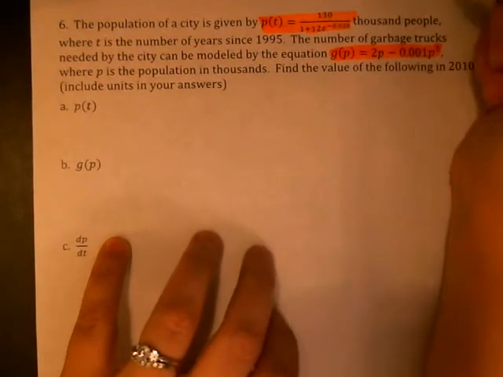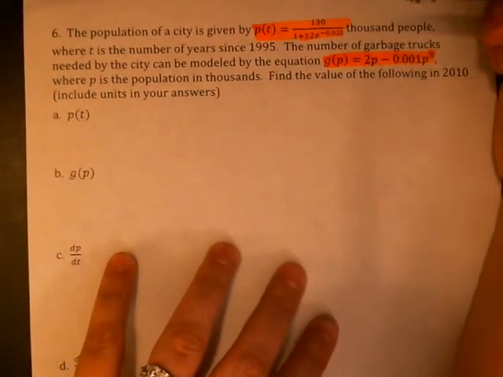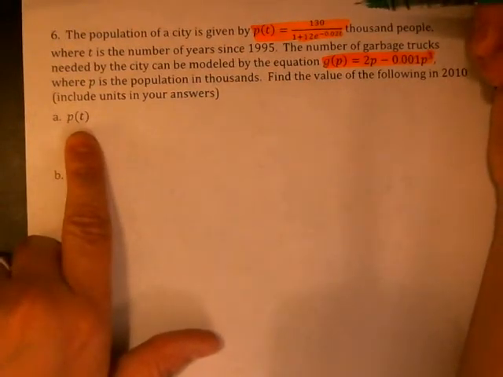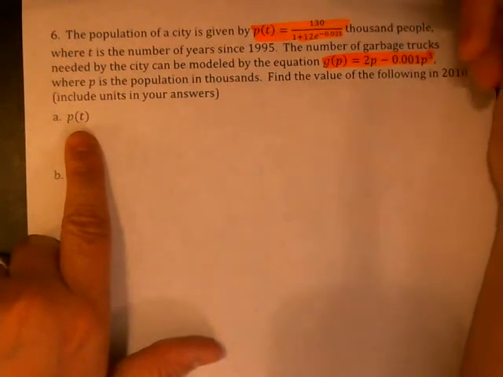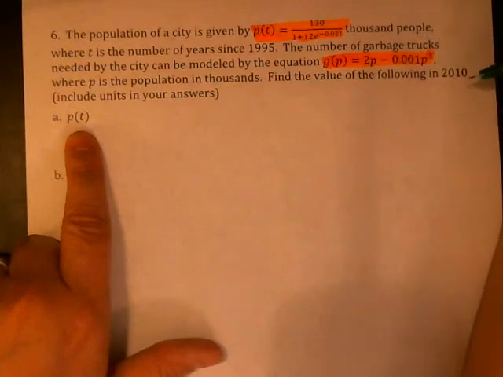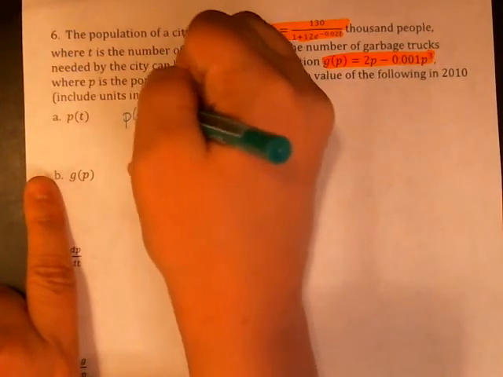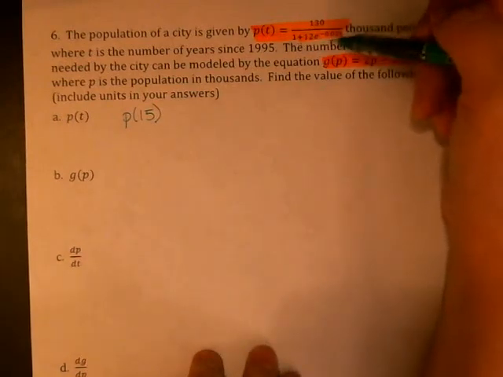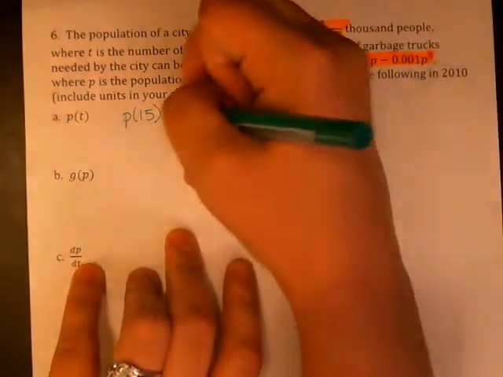Okay, so if I want to figure out the value of P of T in 2010, that means I should find the population in 2010. So that's fairly easy because P actually inputs time in years. So I really just have to figure out, if I'm starting in 1995, what is T going to be? So it looks like it's going to be 15. So here I really want to find P of 15. And this just becomes a calculator problem. So you plug in here, hopefully very carefully. If you want to test your calculator skills, go for it.